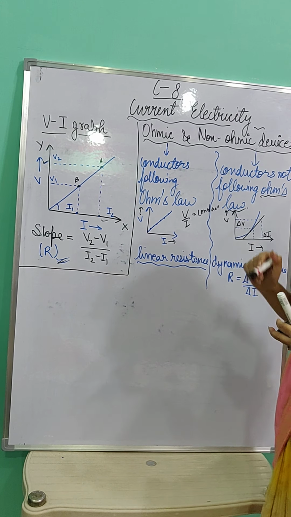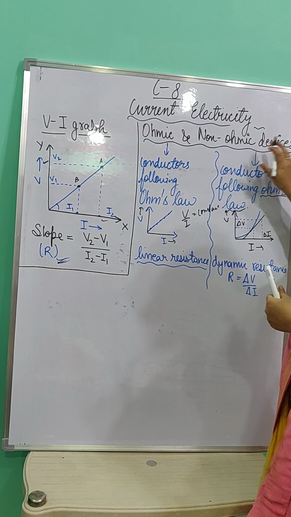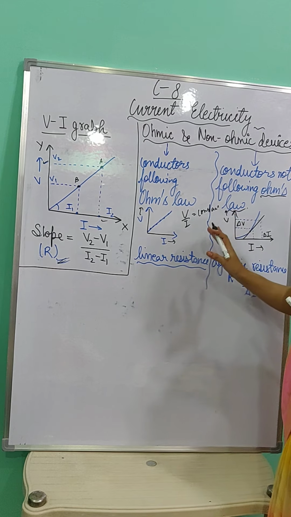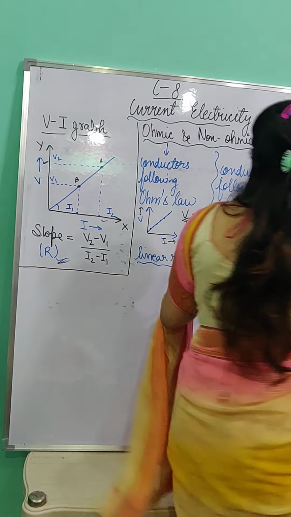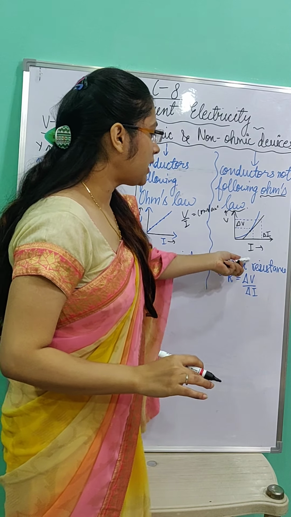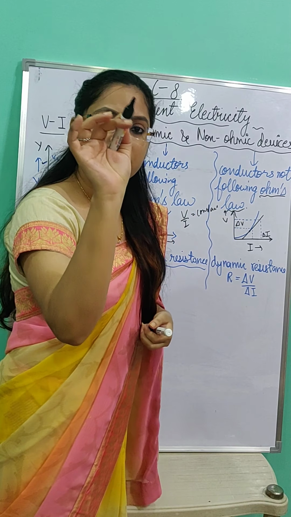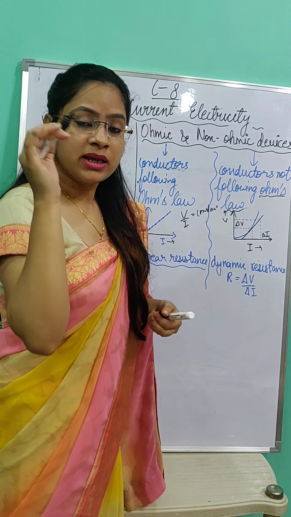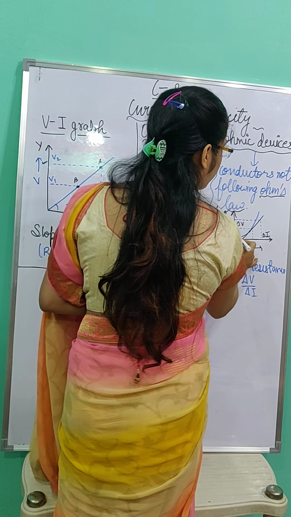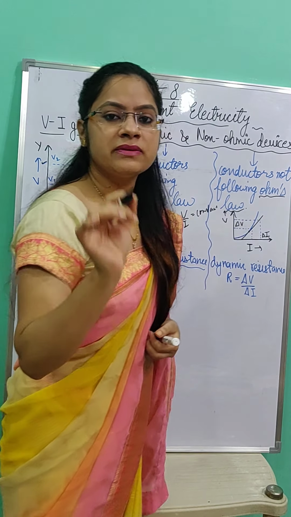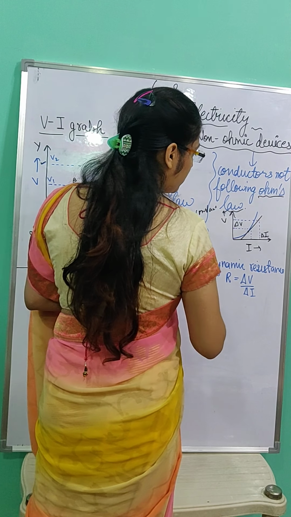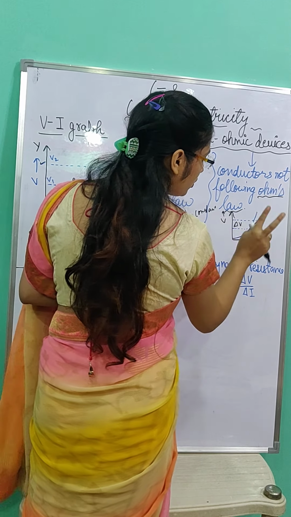such conductors are called non-ohmic devices. For such non-ohmic devices, the graph of V and I is a curve that increases continuously. That means at each and every point on this graph, the resistance value keeps on changing. In the graph I have also drawn two things.